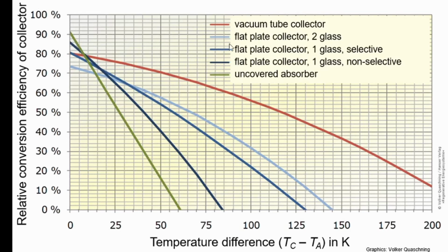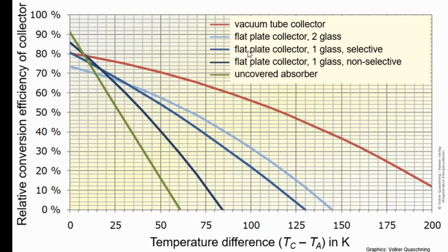Let's take a look at the flat plate collectors. If you want to have a good efficiency, you take a 2-glass collector, so you limit the thermal losses there. But on the other hand, as you see here, you have a very high quantity of optical losses, due to the reflection on the interfaces between the different glass sheets and air. So it just makes sense if you have quite high temperature differences.